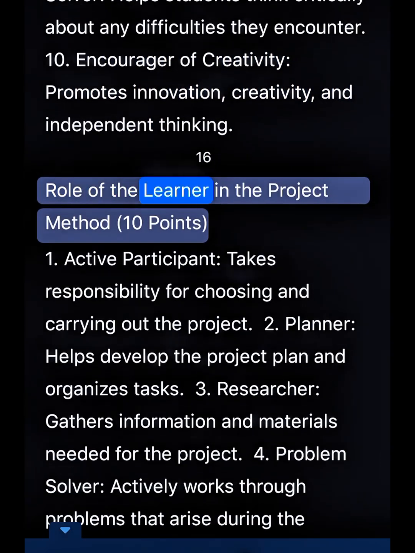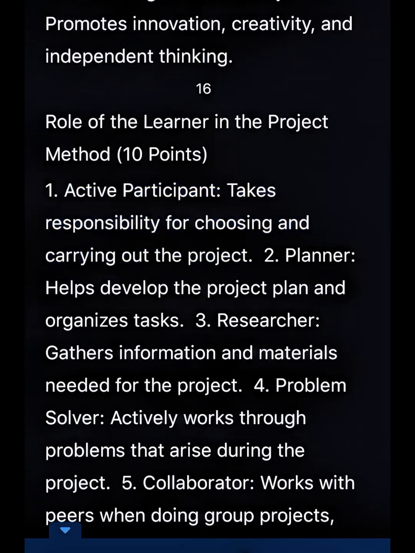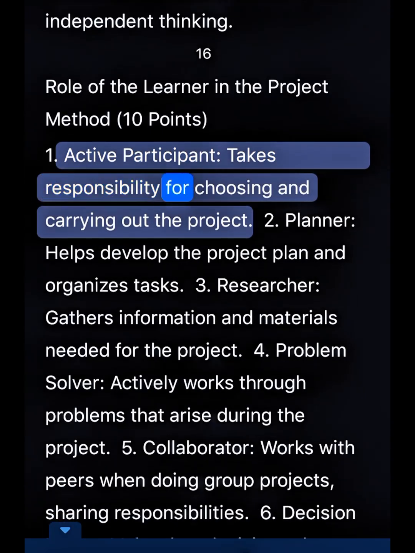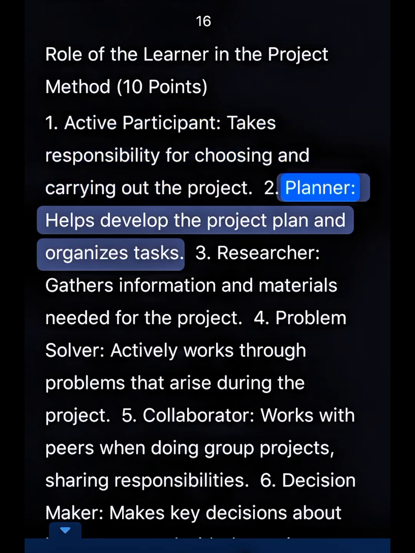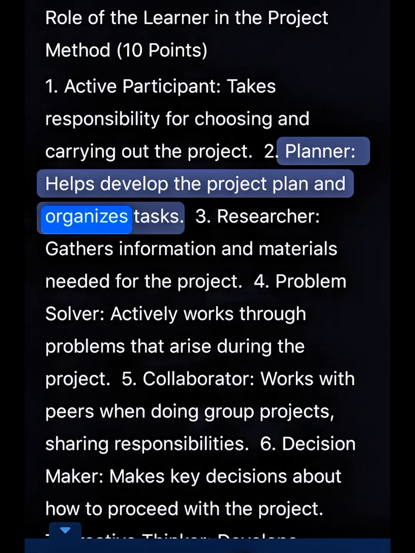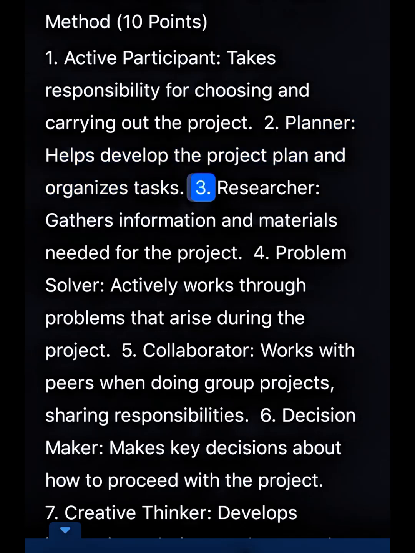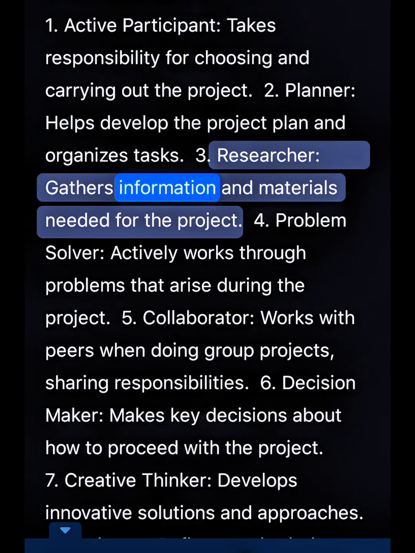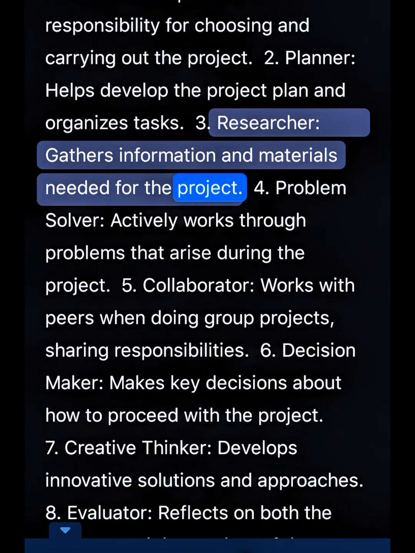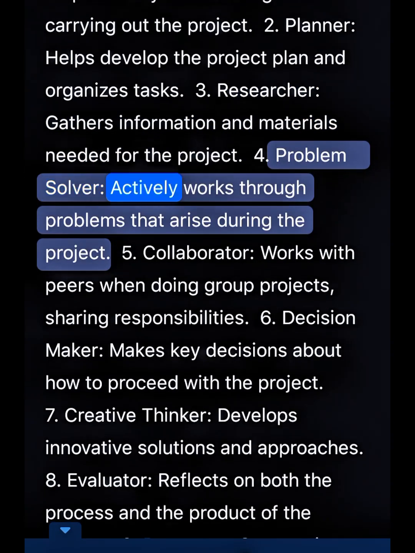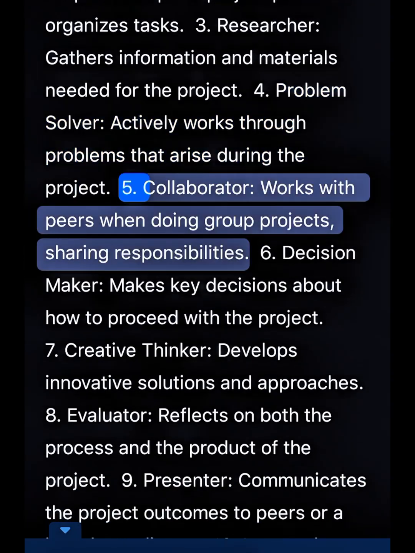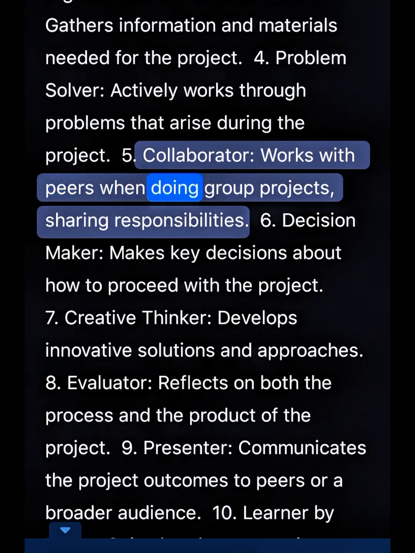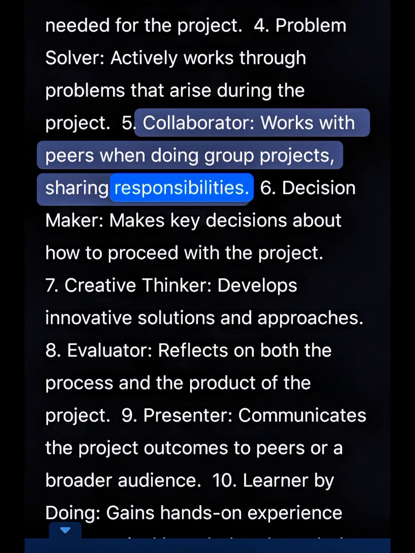16. Role of the learner in the project method. 10 points. 1. Active participant, takes responsibility for choosing and carrying out the project. 2. Planner, helps develop the project plan and organizes tasks. 3. Researcher, gathers information and materials needed for the project. 4. Problem solver, actively works through problems that arise during the project. 5. Collaborator, works with peers when doing group projects, sharing responsibilities.